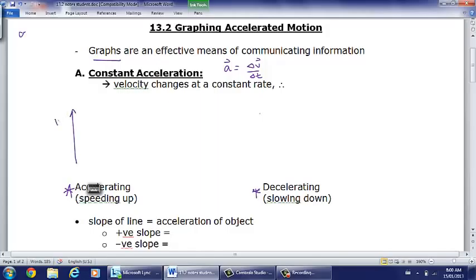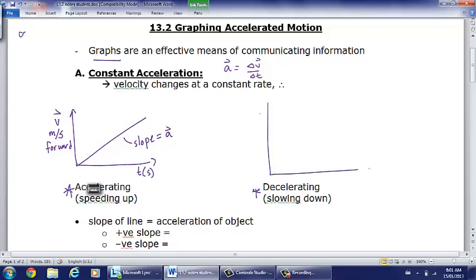So on the y-axis, we're going to put velocity, and we're going to have it in meters per second, and it needs a direction, so I'm going to put forward, and have our directions as forward or backwards. On the x-axis will be time in seconds. For a constant acceleration, the velocity must be changing at a constant rate. So that would be represented with a straight increasing line. The slope of this line would equal the acceleration.